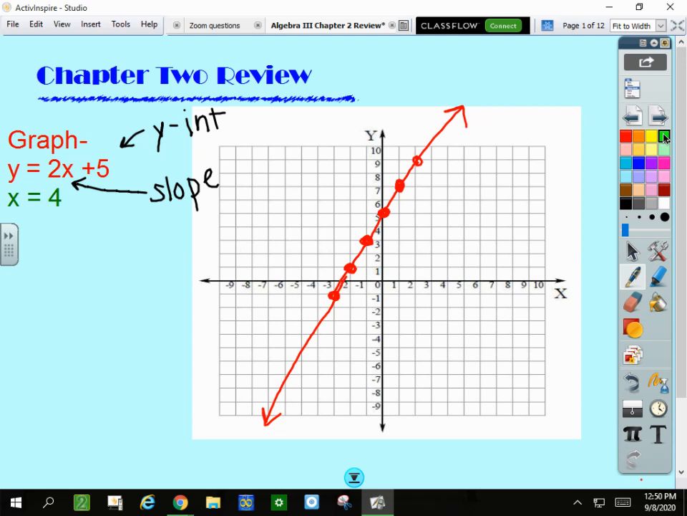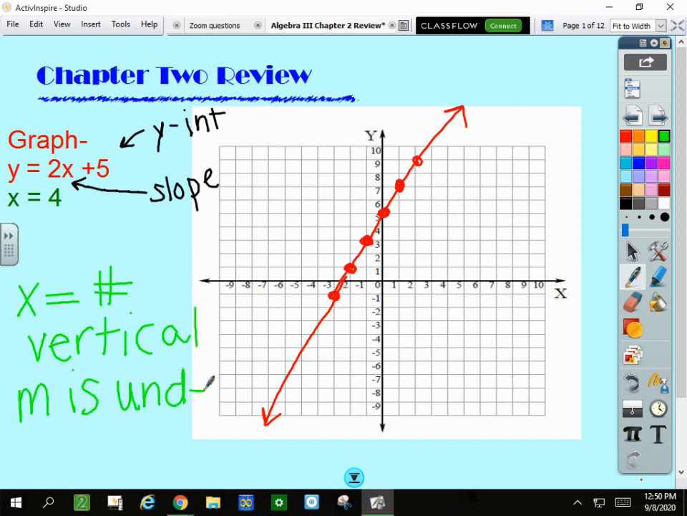X equals a number is always a vertical line. The slope is undefined for every vertical line. So to graph it, we'll go over to the x-axis, find where x equals 4, and just draw a vertical line right through there.